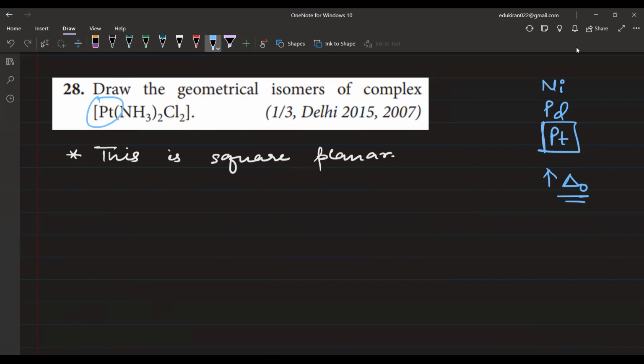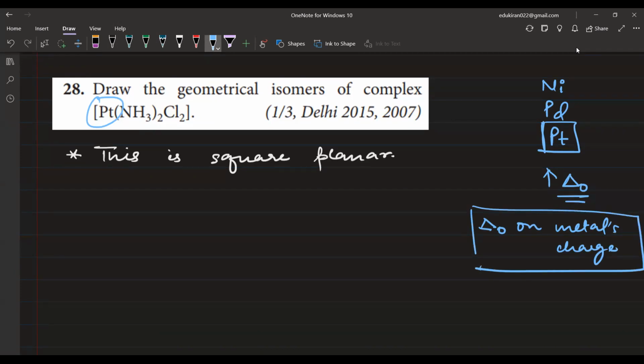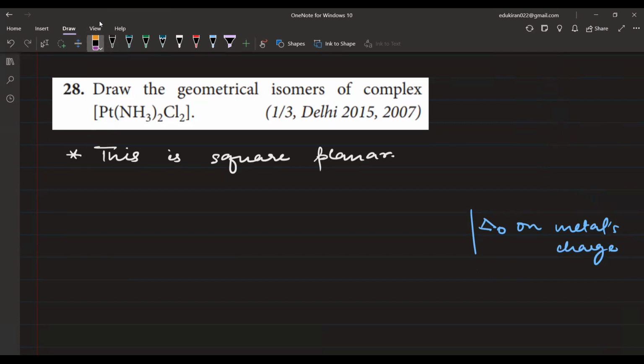लेकिन वही है कि आप लोगों को delta O की dependence on metal's charge और rather on what series we are having, वो आप लोगों को नहीं पढ़ना है, ठीक है ना? तो आप इस केस को बस याद रख लीजिएगा. Pt(NH3)2Cl2, it is a square planar structure. Remember this case.